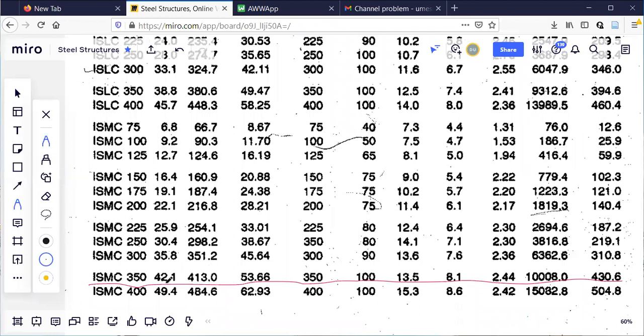It means if you purchase this ISMC in the market of 350 total depth, overall depth, per meter its weight will be 413 Newton. If you purchase 1 meter length and measure the weight of it, it will be 413. All other properties are given like that. What is 350? 350 may be the width.